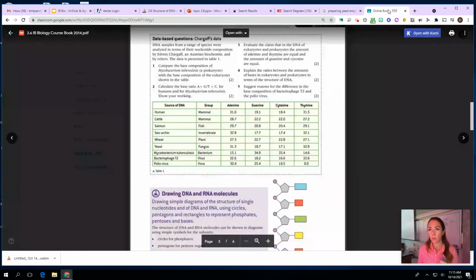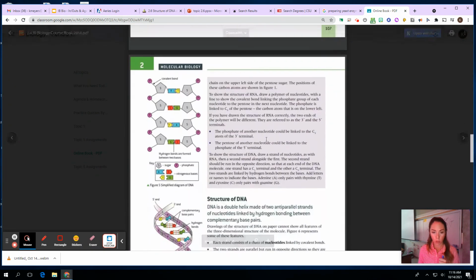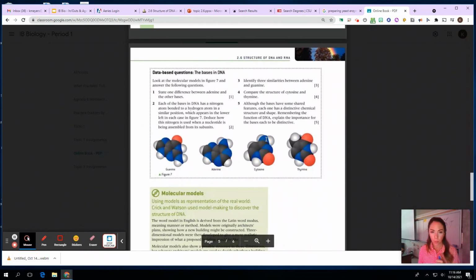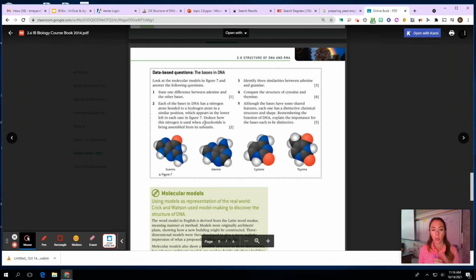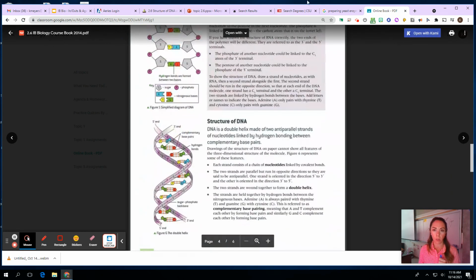And the other thing we'll do in class, I wanted to show you. So here's our Chargaff's rule. There's our drawing. Looking at the bases and how we can actually look at those with our chemical eye. So we've seen those. All right.